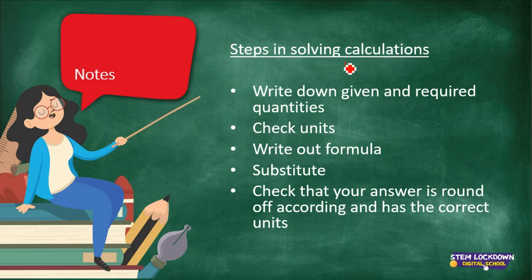So maybe they can give you distance, so write what is distance. They can give you time, you write what is time, and then they'll require you to calculate speed. So ensure that you indicate that you're calculating speed, so that you won't get confused. Next, check your units. Again, if I want my speed to be in kilometers per hour, my distance must be in kilometers, my time must be in hours.